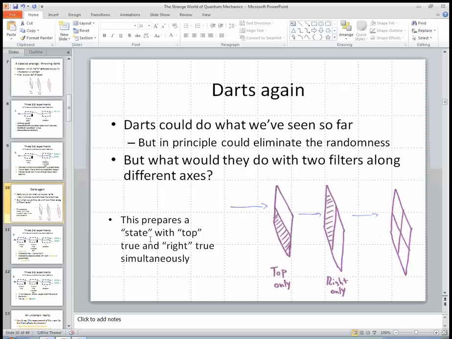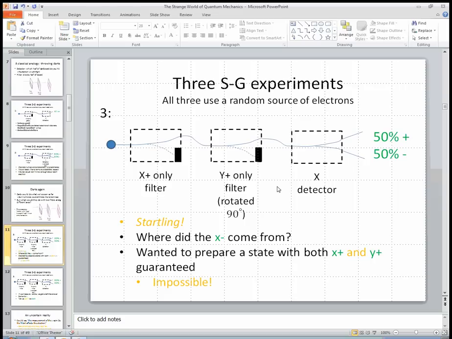Here's the analog of that in quantum mechanics, though. This is where it gets weird. We start with random electrons. We make sure they're in the x plus state. Then we filter further to make sure they're in the y plus state as well. We'd like to believe that they have a definite answer to the x question, namely plus, and a definite answer to the y question, namely plus. So we put them through an x detector just to double check, thinking it's obviously going to just produce x pluses. And it doesn't. It produces exactly half x pluses and half x minuses. That's really startling from a classical physics point of view. Where did these x minuses come from? We thought we had eliminated the things that had an x minus property to them.